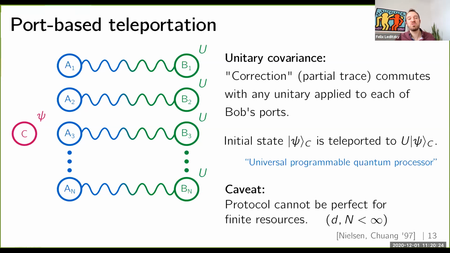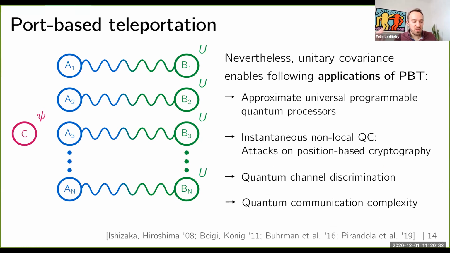And now the goal is somehow to make sure that we get a way to better and better approximate our target state. So we lose something by making the protocol unitarily covariant, but we win something by having this unitary covariance property. Okay, and this enables some applications of port-based teleportation which are not possible with the standard teleportation protocol.